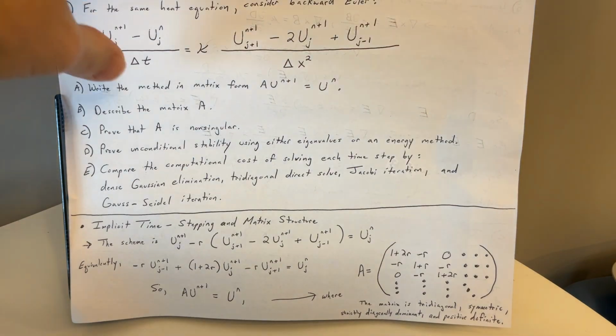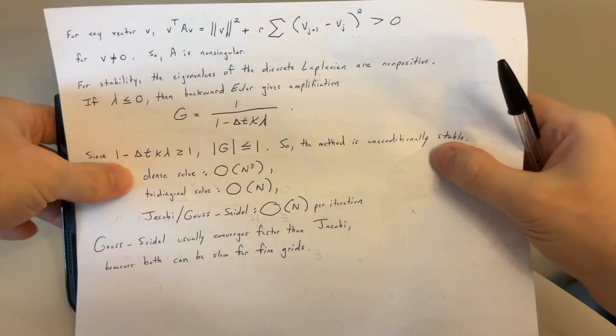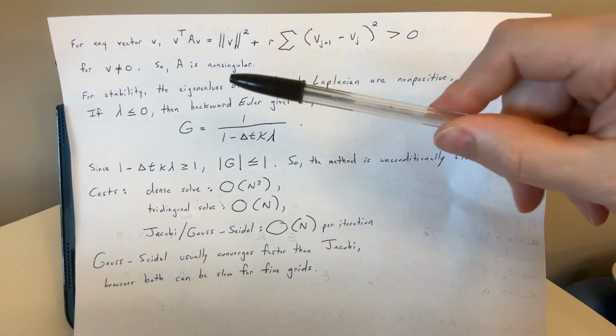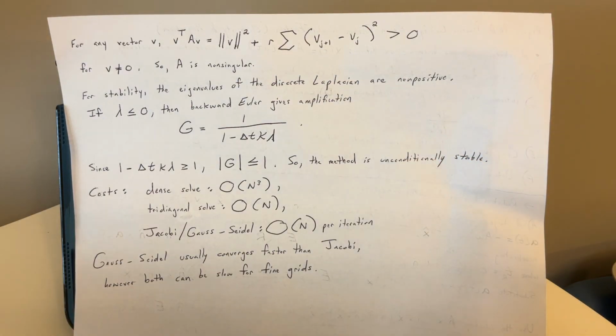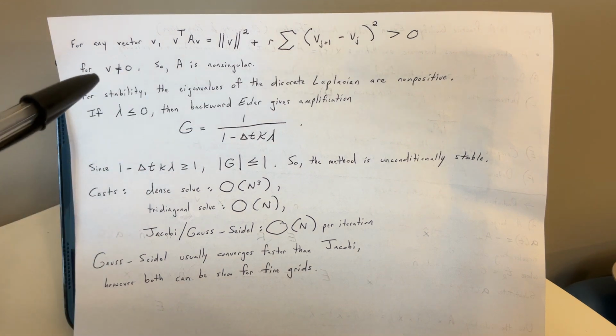Now moving along, for any vector v we get the following. For v not equal to 0, so A is non-singular.